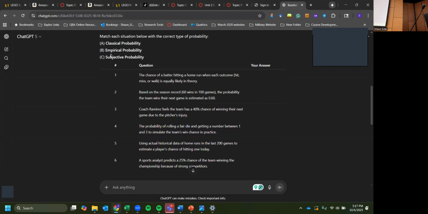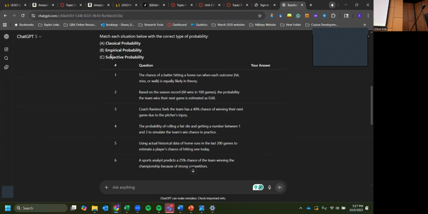Based on the season record, 60 wins in 100 games, the probability the team will win their next game is estimated to be 0.6. What is this? Empirical, why? Yeah, based on past. Yeah, it's the number of past successes divided by the total number of past tries.